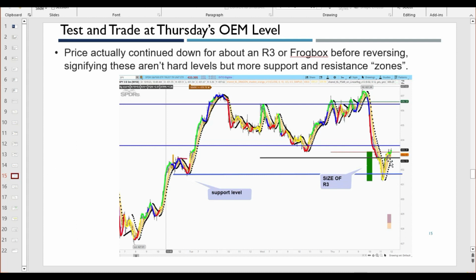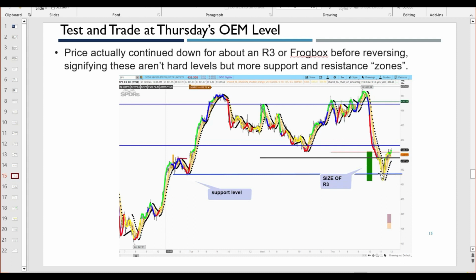This one is interesting because you can see how these levels aren't really set in stone, like pretty much any support and resistance level. It continued down past that level about a frog box or so before reversing. This green line, I think, went down about an R3 or frog box. So still, to me, within the levels of kind of noise, these aren't hard levels, but more like a chain link fence you're going to bounce off of, right?